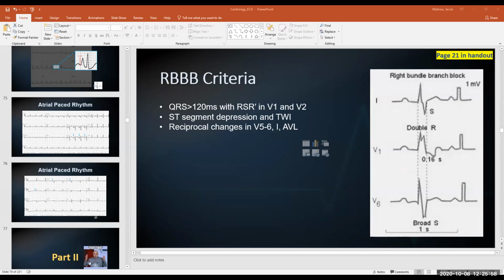So what's the criteria? Technically, it just needs to be greater than 120 milliseconds, because then you would be saying an incomplete, but most people say 150. You're still going to have that RSR. I should have had a lowercase r. I think it was probably auto-corrected.